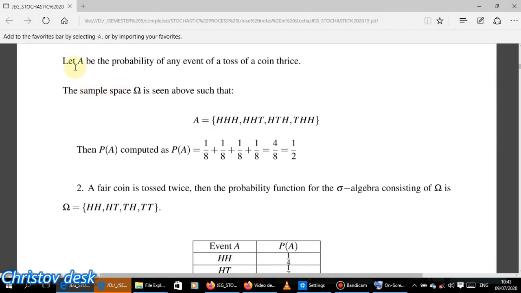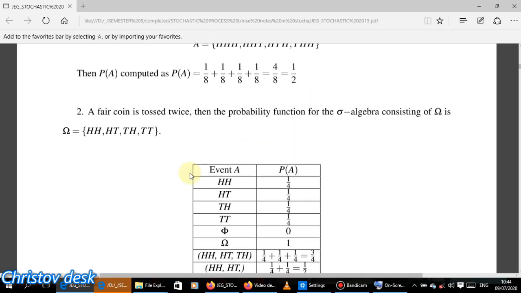So let A be the event for a toss of a coin thrice. The sample space is seen above. We are defining A as the event that you have at least 2 heads. To get a probability, you have to sum up all the individual weights assigned to them, and that gives you 1/2.